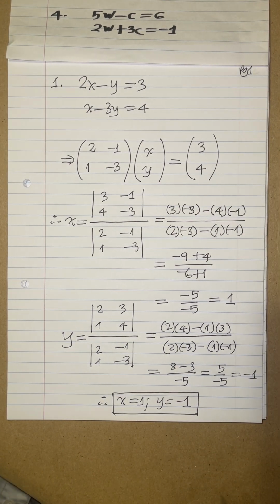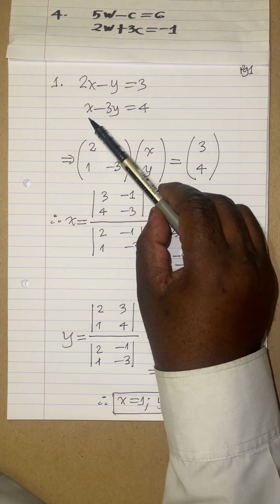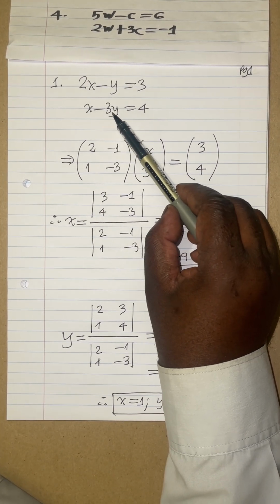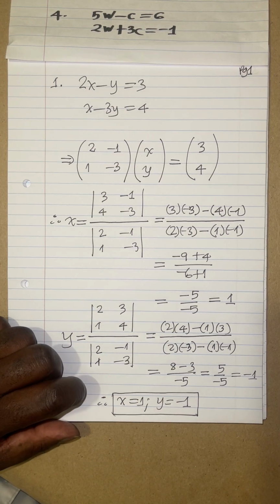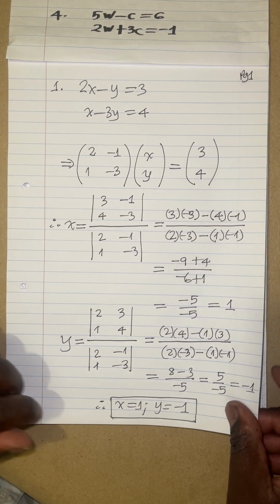So you can do the same for the second equation there. 1 minus 3 times minus 1 is 3. 1 plus 3 is equal to 4. So these answers work or satisfy the system of equations.